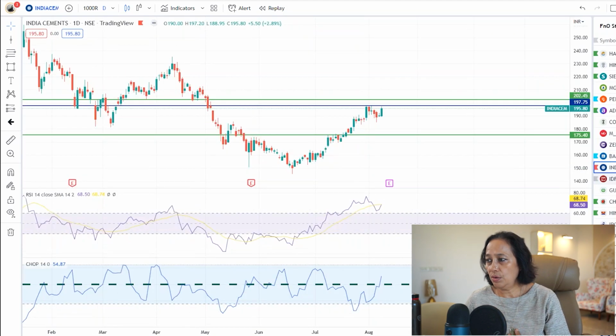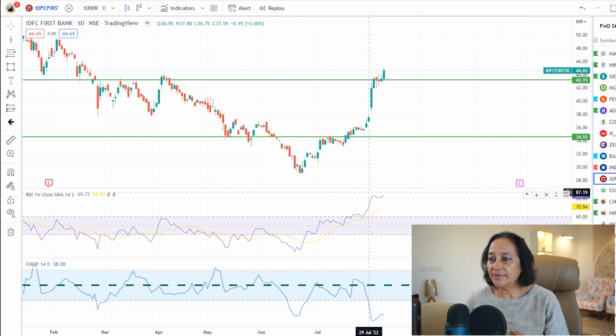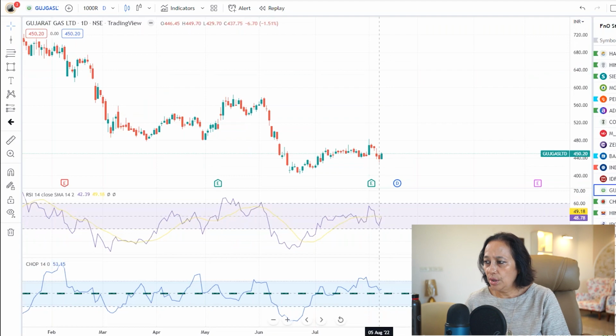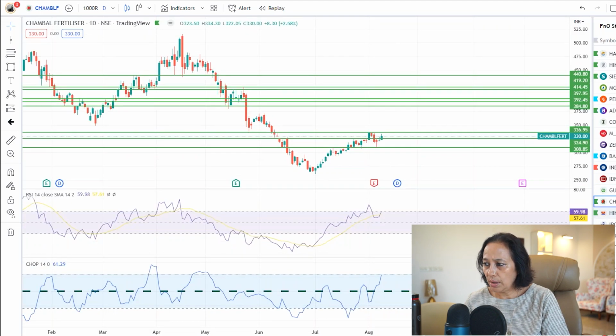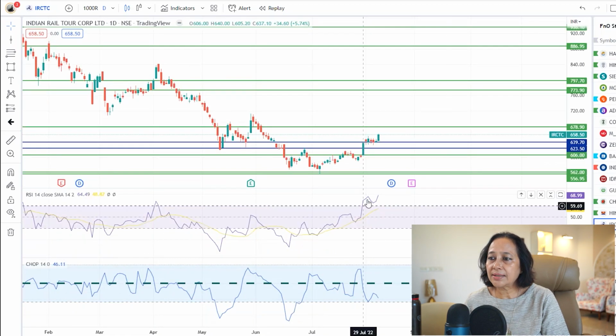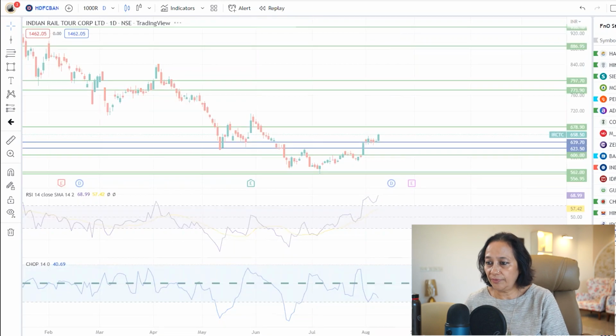India Cement, no. IDFC First Bank. There was an entry in IDFC First Bank at about 36 or so, when the RSI went above 60 and choppiness came below 50. But now we don't have an entry. Gujarat Gas, no. Chambal Fertilizer, no. Hindalco, no. IRCTC. IRCTC has just broken, right? There was a beautiful entry, and there still looks to be a kind of bend in the choppiness. There could be a further move up again. So IRCTC and MGL, these are the two stocks that I could find.